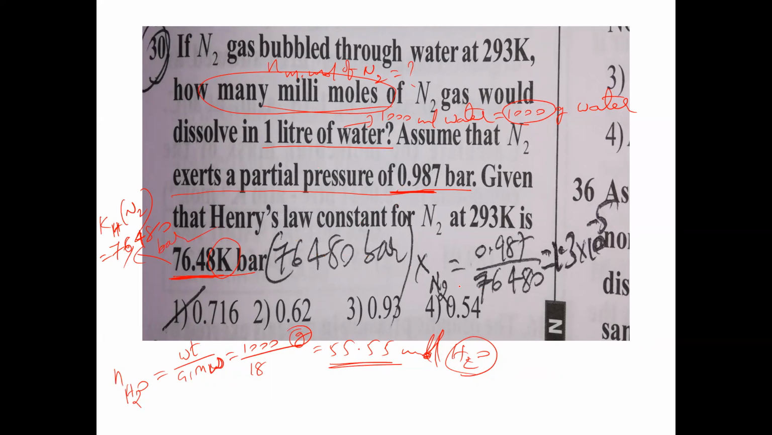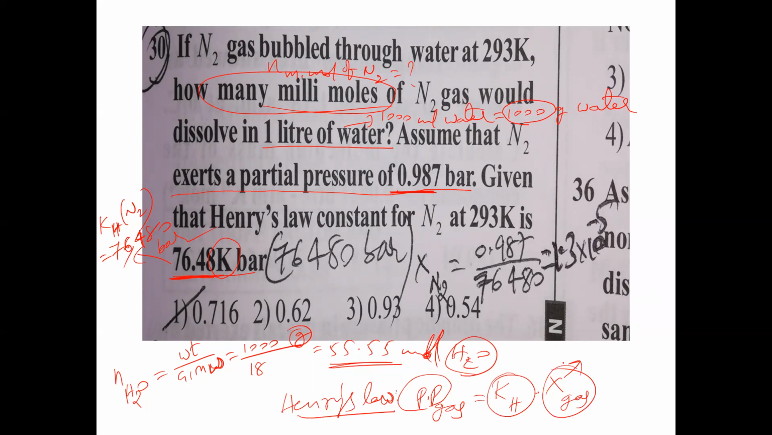Okay. Next, they asked you to calculate the number of millimoles of nitrogen that would be dissolved in 1 liter of water. First, the Henry's law formula. What do you first recall? Tell me, the Henry's law equation. Partial pressure of the gas, here nitrogen, is equal to KH, the Henry's law constant value, into the mole fraction of the gas. Partial pressure is given to you, 0.987, and the KH value is given to you. Now can we calculate the X of the gas or not?